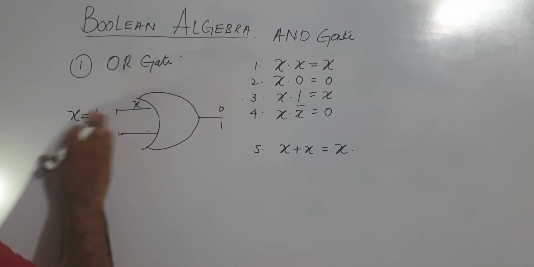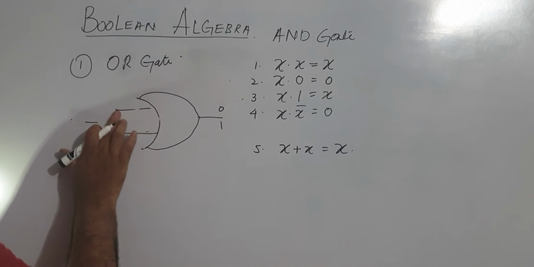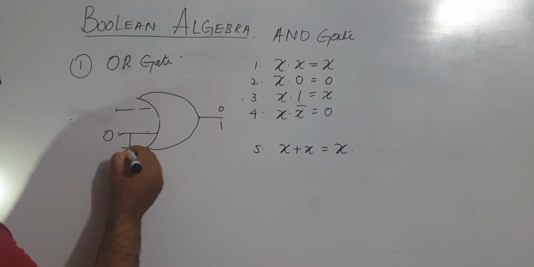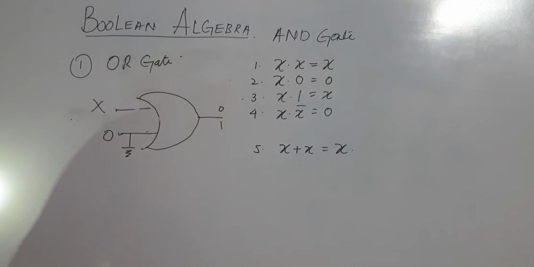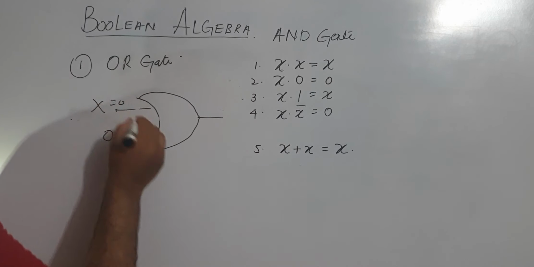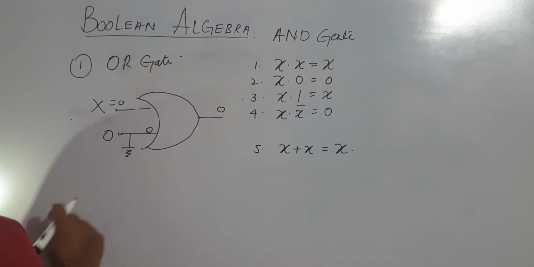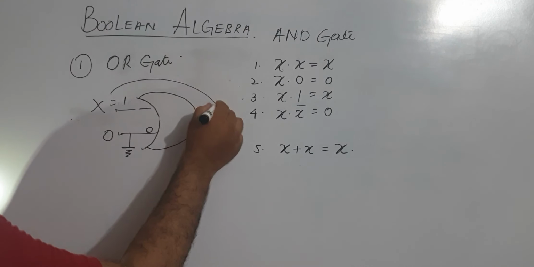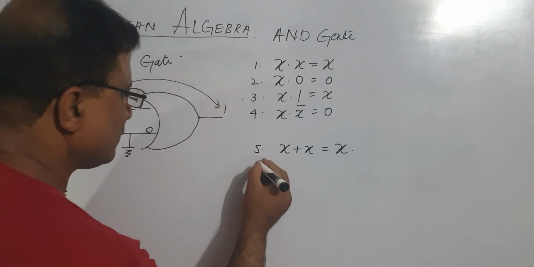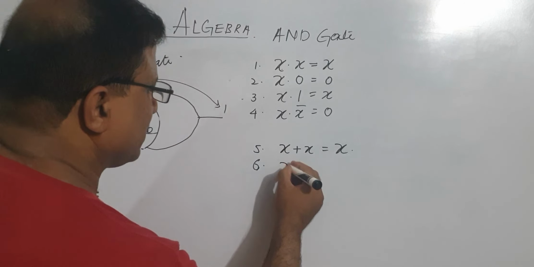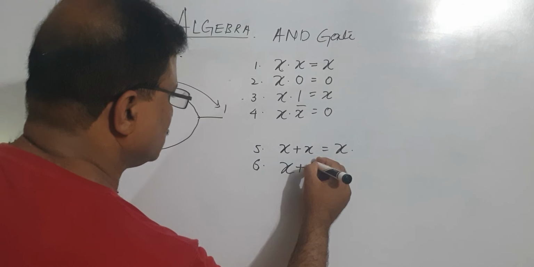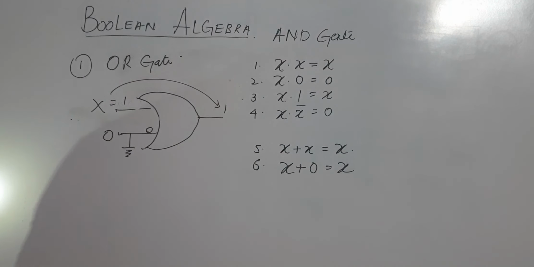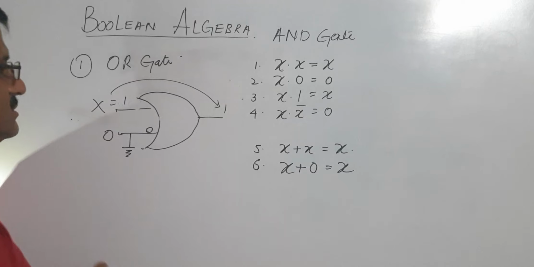Now let's talk about the same condition we took for the AND operation. Let's make this input permanently equal to 0, meaning connect it with the permanent ground, and make the other input x. Now if the value of x is 0, this is permanently 0, 0, 0, output is 0. If the value of x is 1, 1, 0, the output is 1. So output follows the value of x. This gives us the sixth Boolean identity, x or 0 is always equal to x. This is the sixth Boolean identity we have derived based on the OR gate operation.